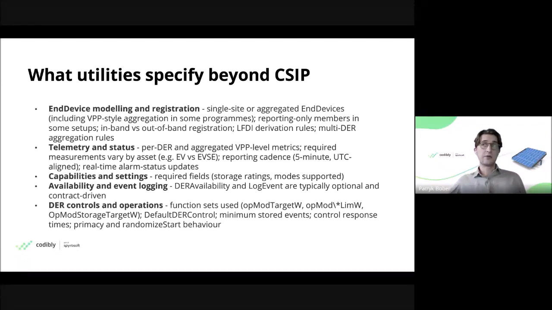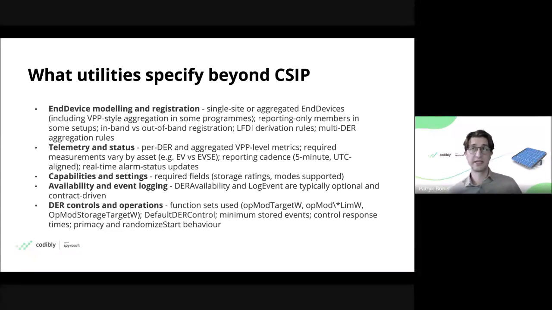Registration can be in-band or out-of-band, with utilities differing in how they tie aggregator registration to a metering identifier or connection point. LFDI derivation rules also vary from market to market. Telemetry is where utilities are most specific. The North American utility requires per DER metrics, real and active power, voltage, frequency every 5 minutes alongside their status, plus real-time alarm updates. And in VPP setups, aggregated telemetry on top, including net active power for the whole fleet.